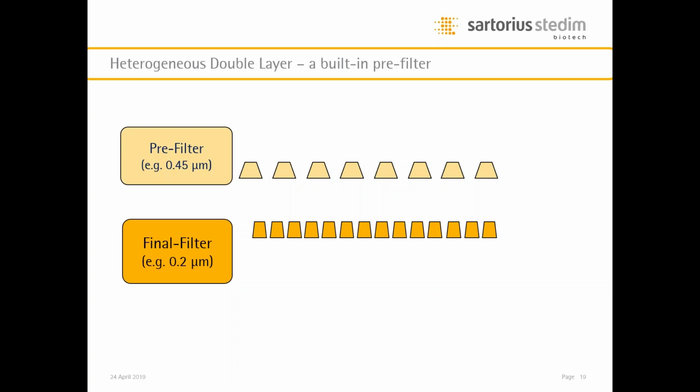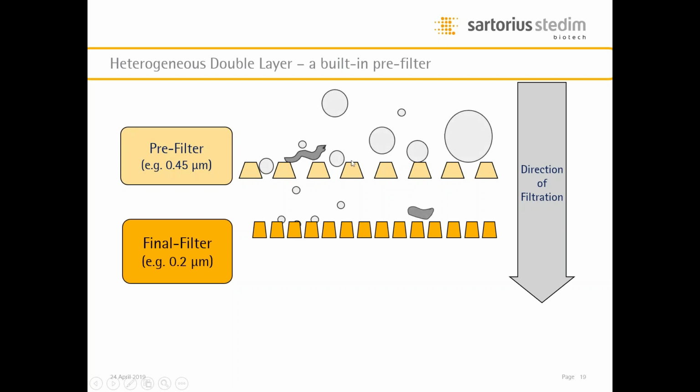And it's a similar story as I just explained with the asymmetric membrane. Why do we use this kind of heterogeneous double layer? Simply because the first layer is there for protecting the final membrane. When it comes to particles in the liquid, the first layer will retain all the big particles, and by this protect the final filter membrane, which is the 0.2 sterilizing grade filtration membrane.